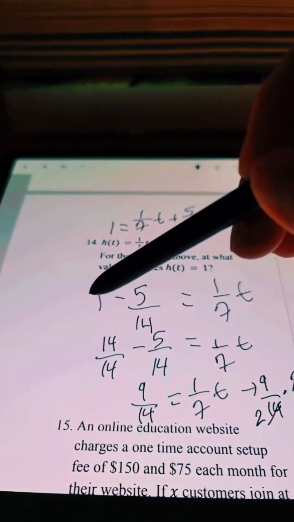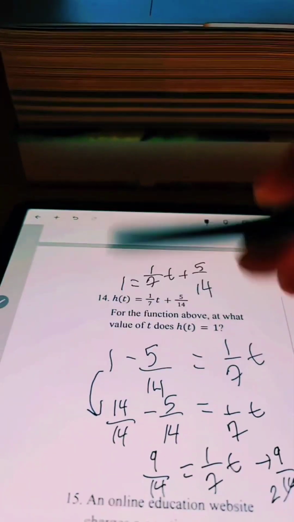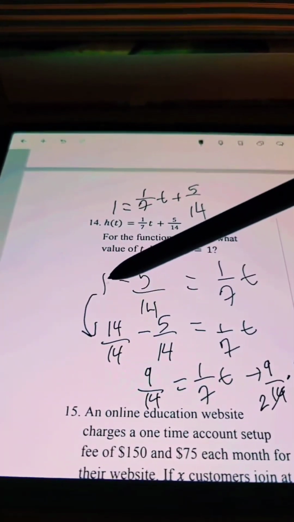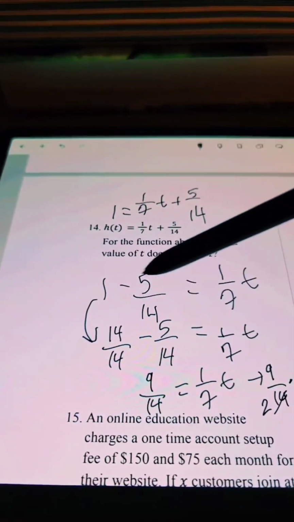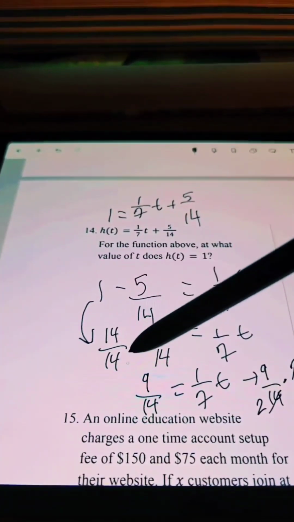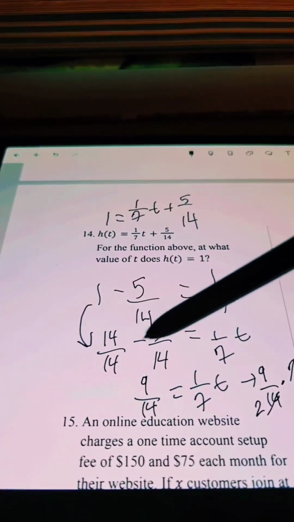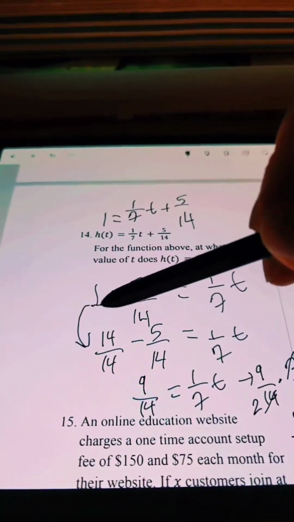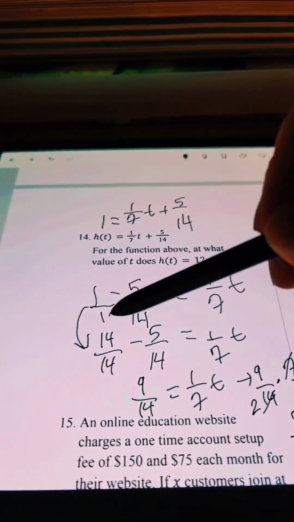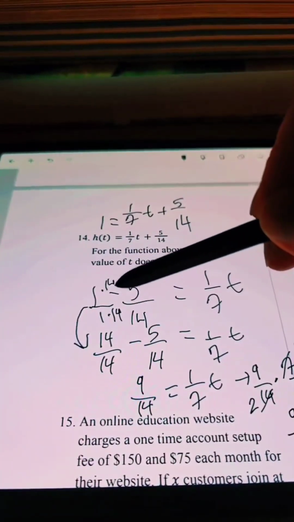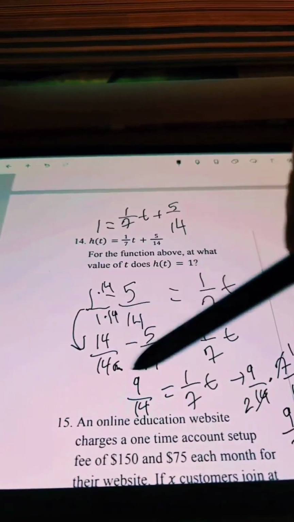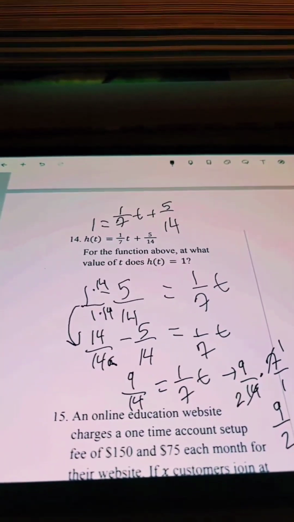I got the 14 over 14. It's basically just an equivalent fraction. So 1 is the same thing as 14 over 14 because I needed to have a common denominator, because you can only subtract or add fractions when they have the same bottom number, the same denominator. So the way I did that was 1 is the same thing as 1 over 1, so I have to multiply by 14 on bottom and top to get it to be 14 over 14 so that I can do the subtraction.